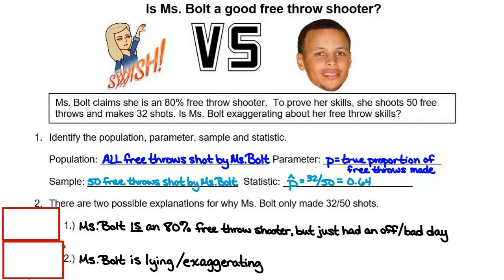So to test which one of these is more likely to be the case, we're going to run a simulation. We are going to assume that I'm telling the truth. We're going to assume that I just had a bad day. I really am an 80% free throw shooter. I just had an off day here, and that's why I shot so much worse on this day. We call that assumption the null hypothesis. It looks like this.